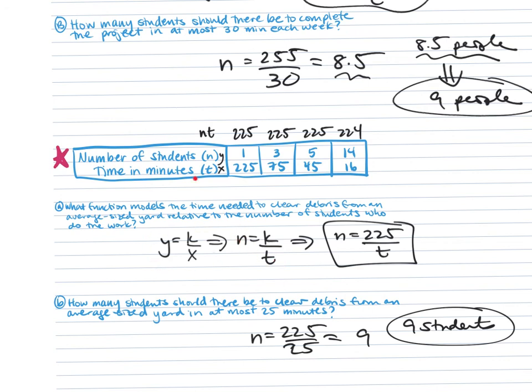And just a reminder, time is always your independent variable, which is what your x is. That's how we know which one's x and which one's y. Okay, and then we just plugged in 225 as k, and then plugged in 25 for our t, and got 9 students. And that's it. We're just going to stop after the third problem. Okay, so that's it. Enjoy.